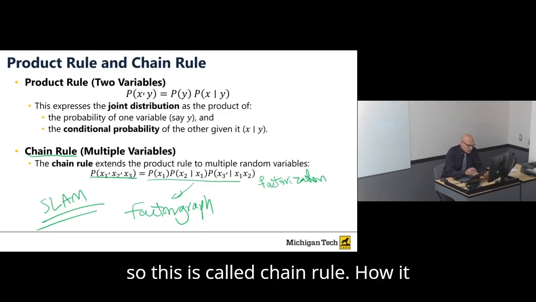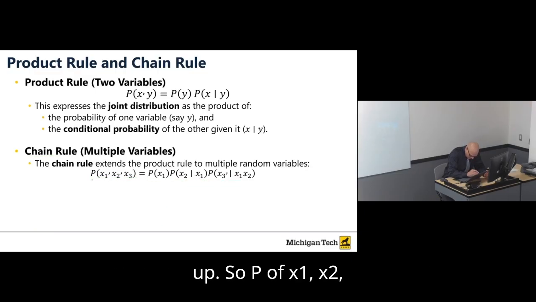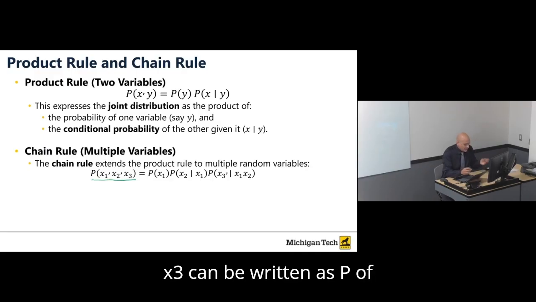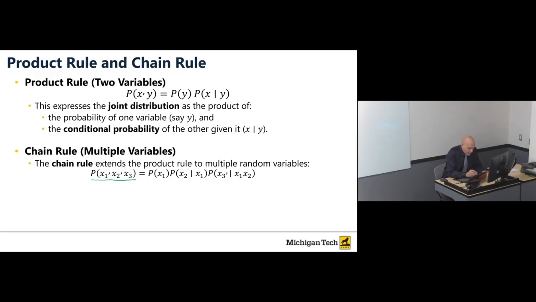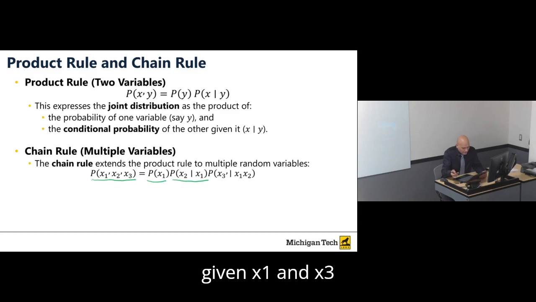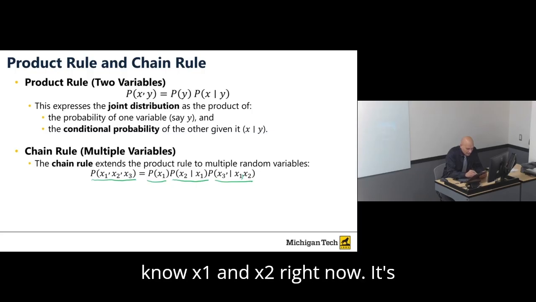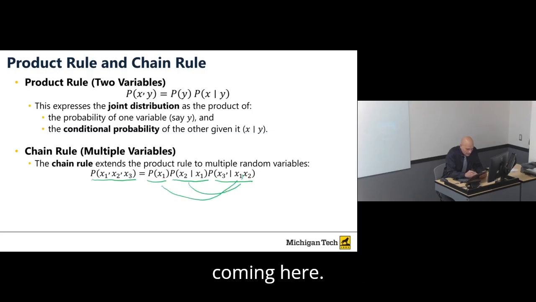And so this is called the chain rule. How it works, let me explain. Let me clean this up. So P of x1, x2, x3 can be written as P of x1. If we know x1, we can find x2 based on that: x2 given x1, and x3 given x1 and x2, because we know x1 and x2 right now.